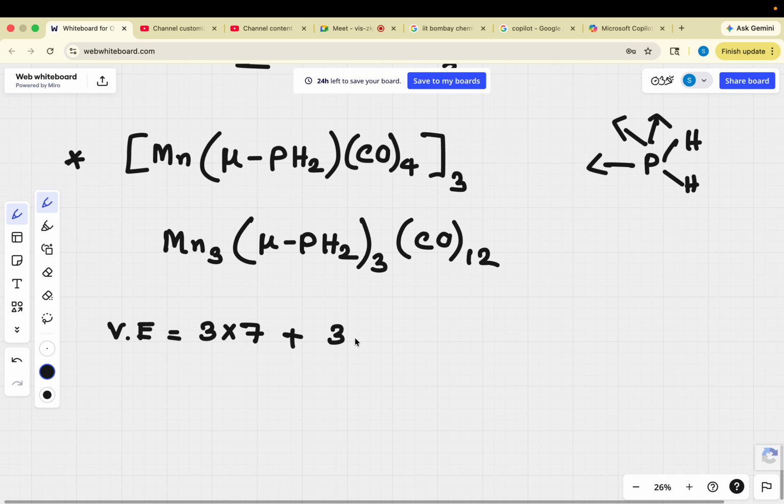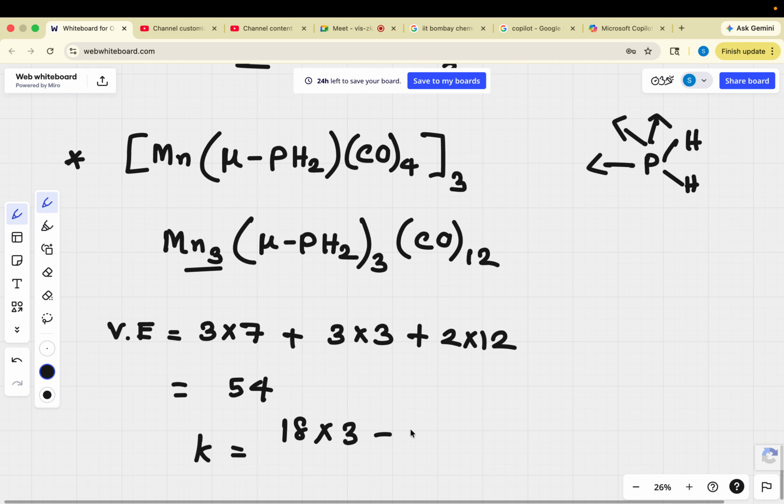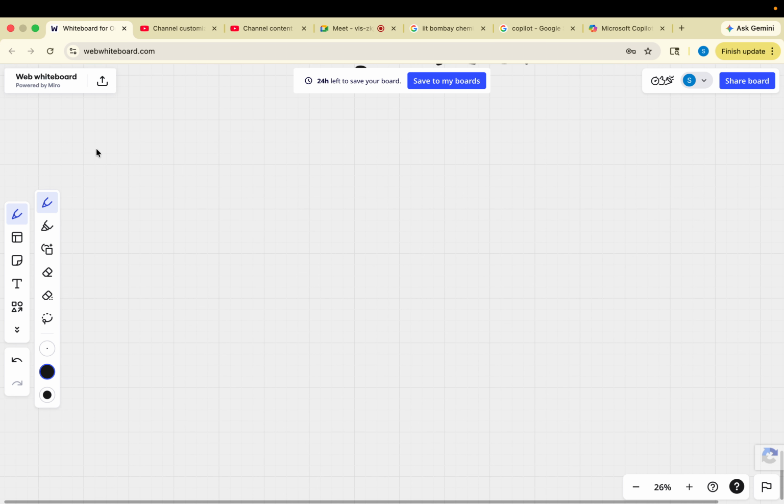So that means 3 into 3, and carbonyl you have 2 electrons. So 21 plus 9, which is 30, plus 24, plus 54, right? 54 you are getting. So K is equal to 18 into n, where the n value is 3, minus valence electron, which is 54, divided by 2. So you are getting 0. Okay, correct. You got it correct.